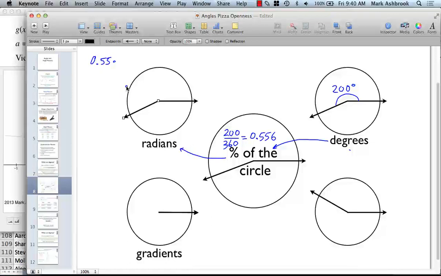55% of 2 pi is? Someone said 3.49. Does that number make sense in terms of what we think of in radians? How can you reason that 3.49 seems like the right answer?